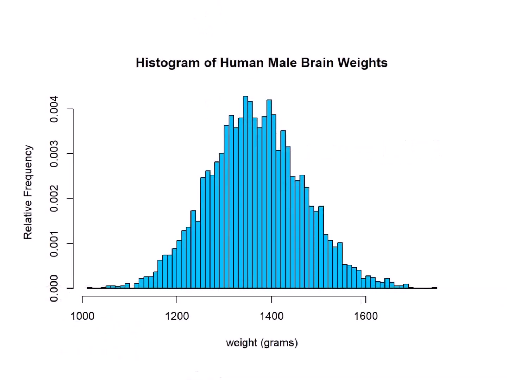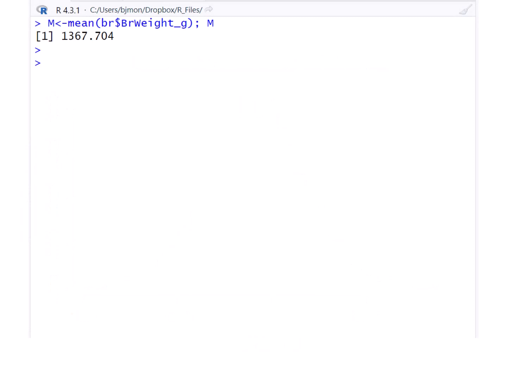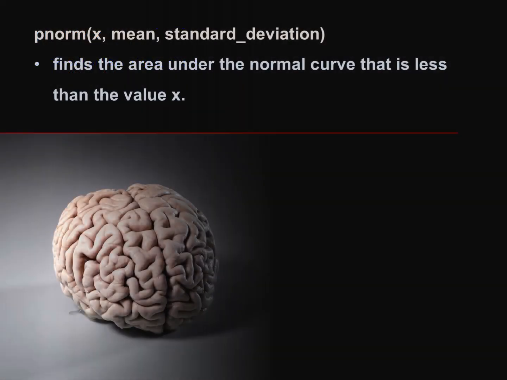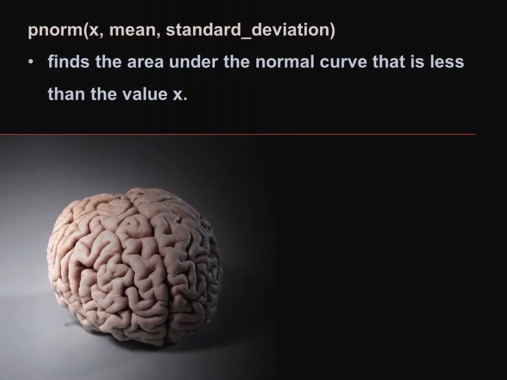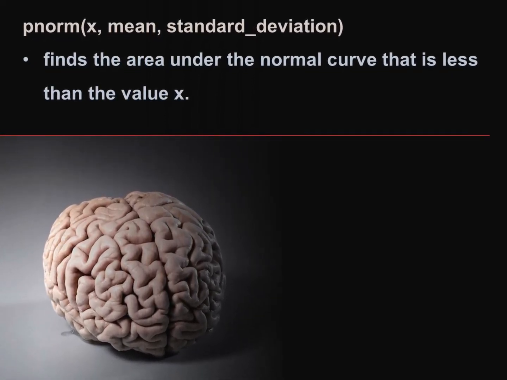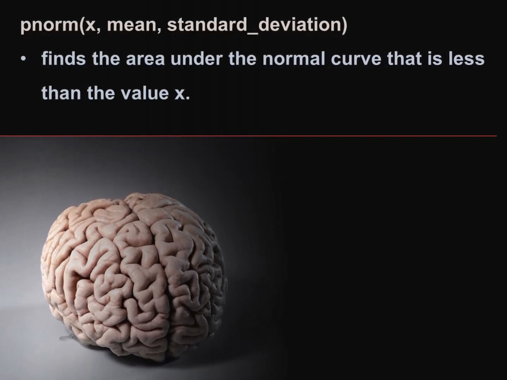We can see that the weights of human brains is approximately normal. So let's find the mean and standard deviation. We find the mean to be 1,367.704 grams, and the standard deviation is 100.1448. The R command pnorm, with inputs x, mean, and standard deviation, will find the area under the normal curve that is less than the value x.